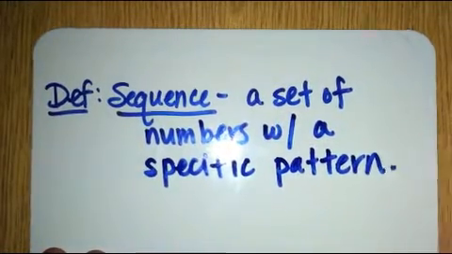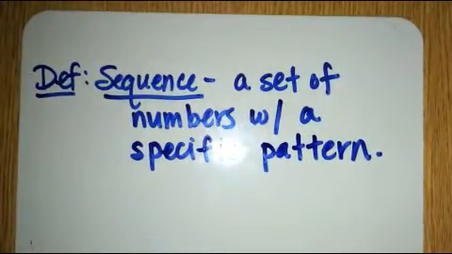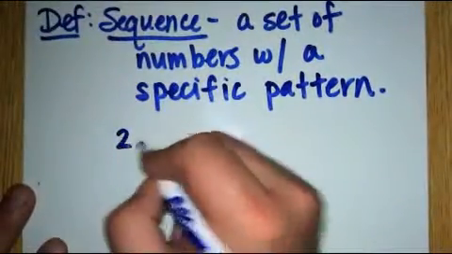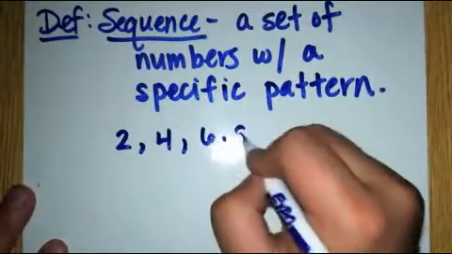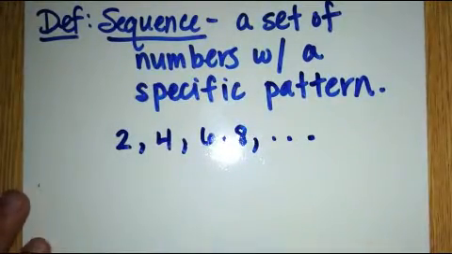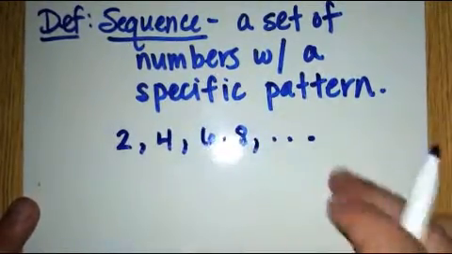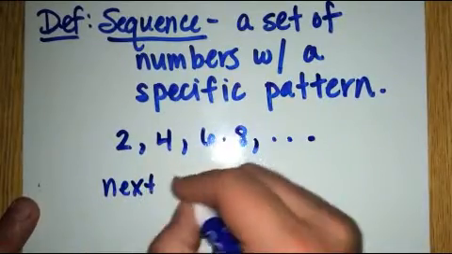And you may have even seen this in your earlier school days where you're given something like 2, 4, 6, 8, ... and they would say, okay, well, based off of what you see, what are the next 3 terms?